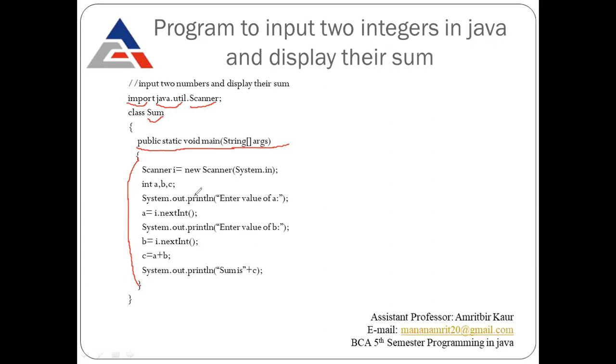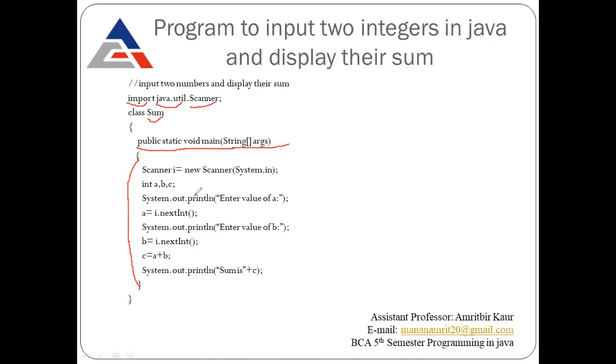If the user enters any float value or string, it will not receive it. Similarly for B, we want to display a message so that the user inputs a value for B. For this, we use System.out.println("Enter value of B"). After displaying the message, when the user enters a value, we want to store it in variable B. So we use B equals I dot nextInt, because nextInt will contain the value entered by the user. Now variable A and B contain the values entered by the user.